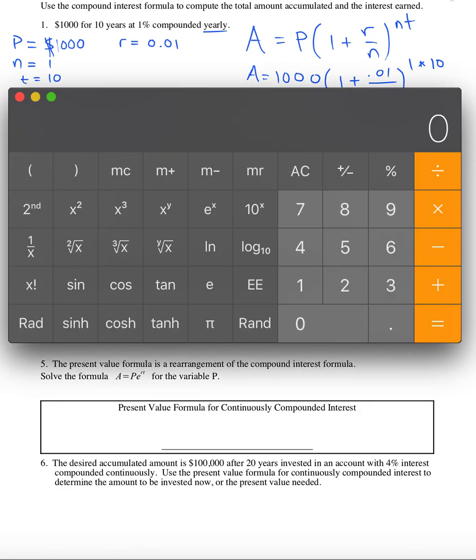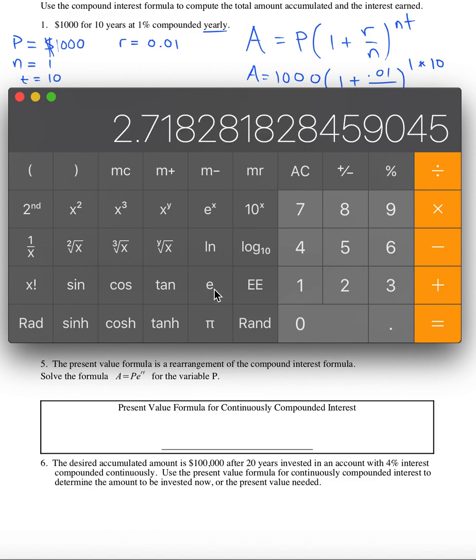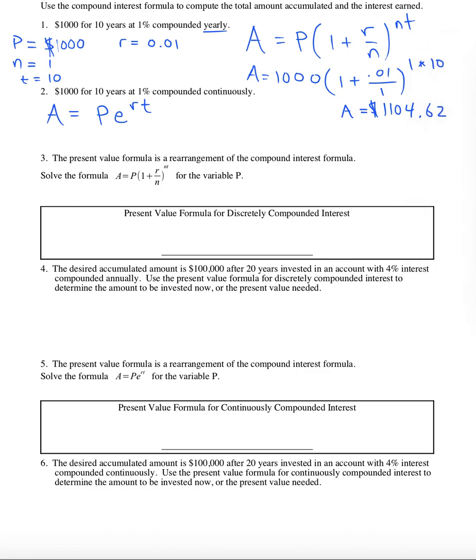You can actually bring up a calculator and find out what E is by hitting the E button. That's the number E, 2.71828, and it keeps going forever without the digits repeating, which makes it an irrational number. R is our interest rate, and T is the time of compounding. So let's plug in $1,000 of principal. E is a button on your calculator. Raise that to the 0.01 times 10.